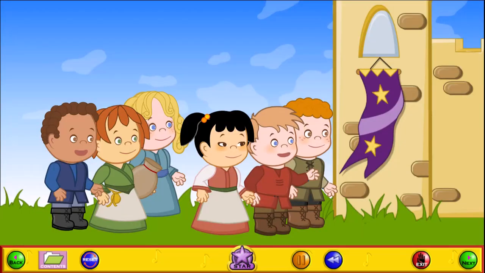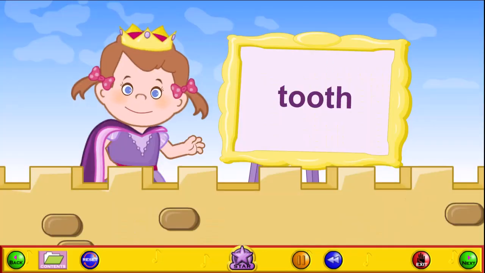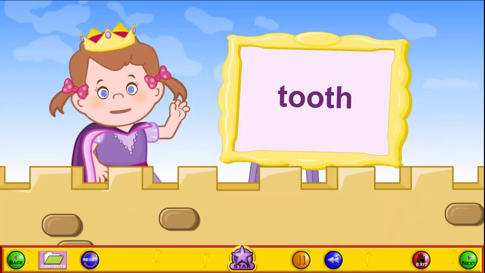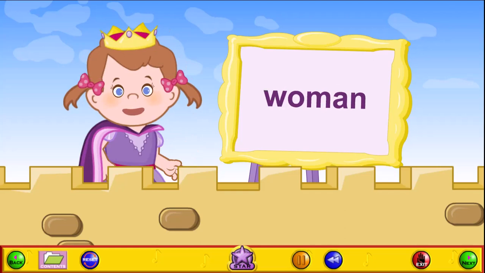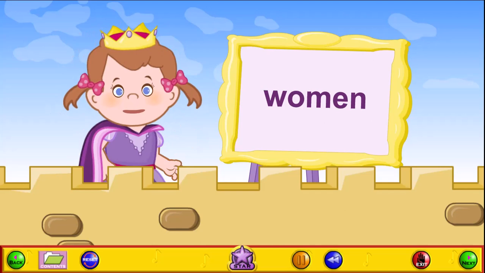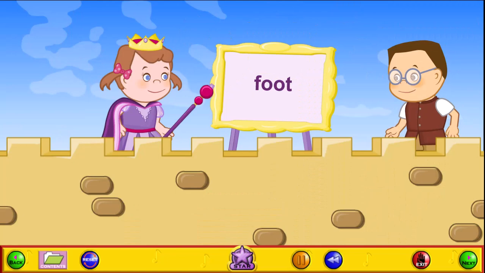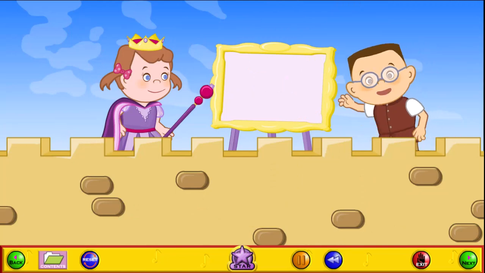Even the word tooth can be plural? Yes, I'll show you. The word tooth is special because you don't add any S to it, but you do change the way it's spelled to make it plural. If you are talking about more than one tooth, you use the word teeth. And if you're talking about more than one woman, you use the word women. What is the plural of the word foot? Feet. That's right.